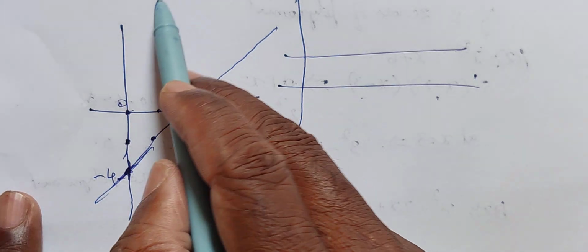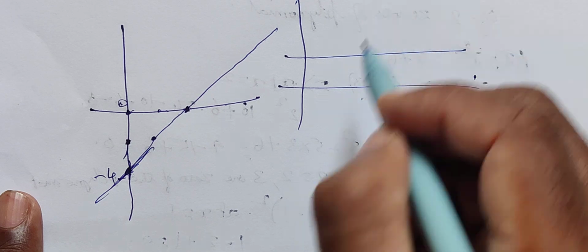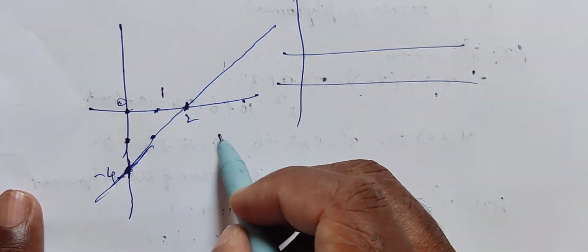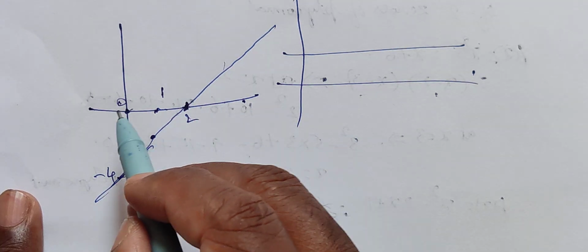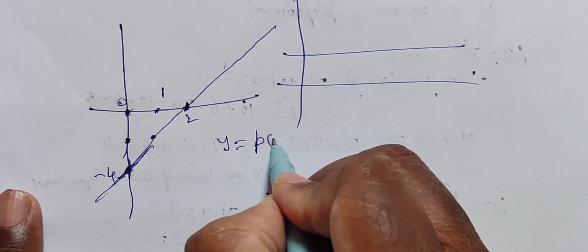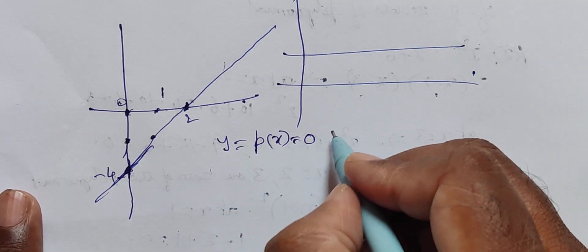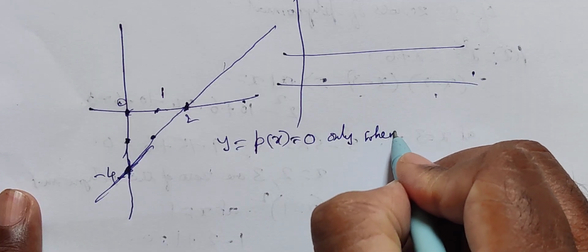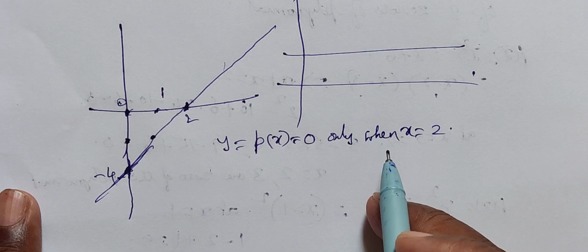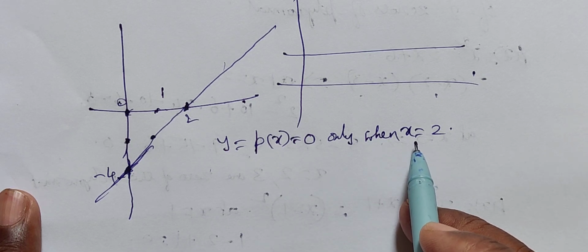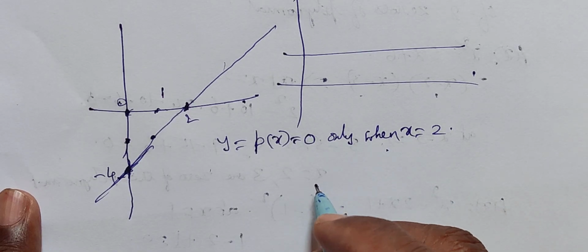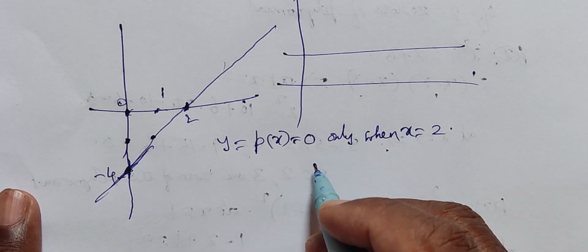At how many values of x is the value of the polynomial 0? Only when x is equal to 2. Y, which is p of x, is becoming 0 only when x is equal to 2. Is that clear? That means the values of x for which the y value becomes 0 are called the zeros of the polynomial.